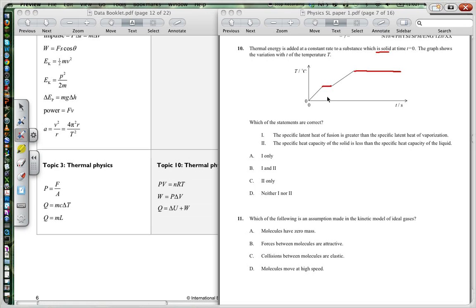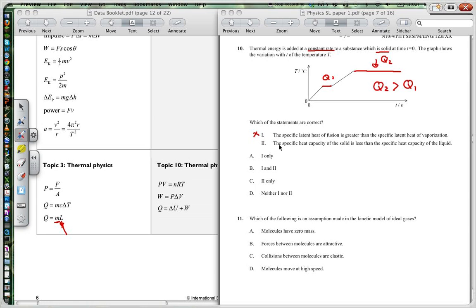Now, because the heat is added at a constant rate, we can see that we need a lot more heat here. If we call this Q2 and this Q1, Q2 is much greater than Q1, because you needed a lot more time to get the correct amount of heat. So if we have the same amount of mass, therefore your L for the vaporization must be much greater. So 1 is actually false.